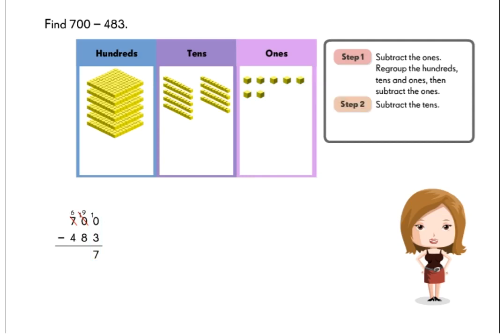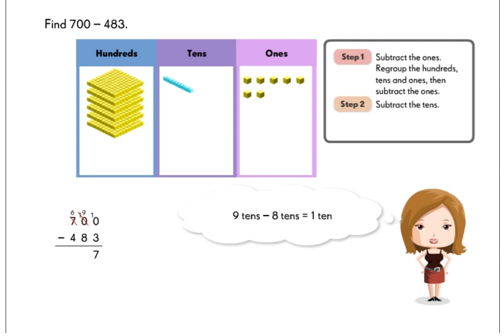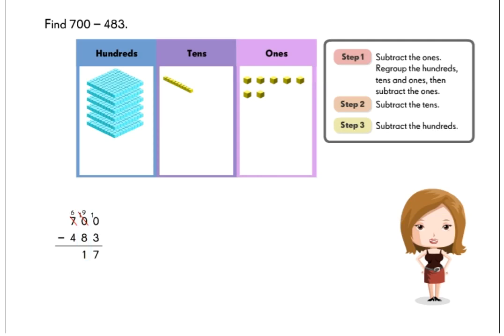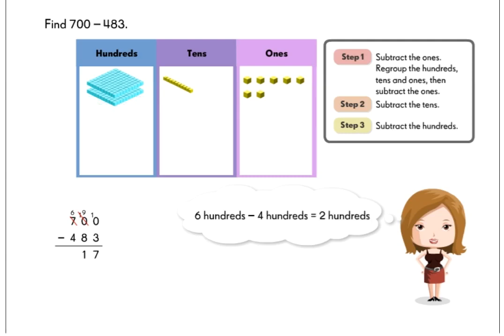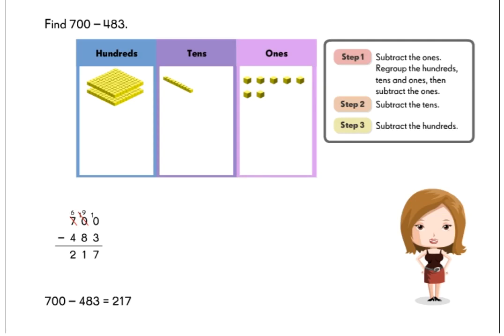Next, we subtract the tens. 9 tens minus 8 tens equals 1 ten. Then we subtract the hundreds. 600s minus 400s equals 200s. So, 700 minus 483 is equal to 217.